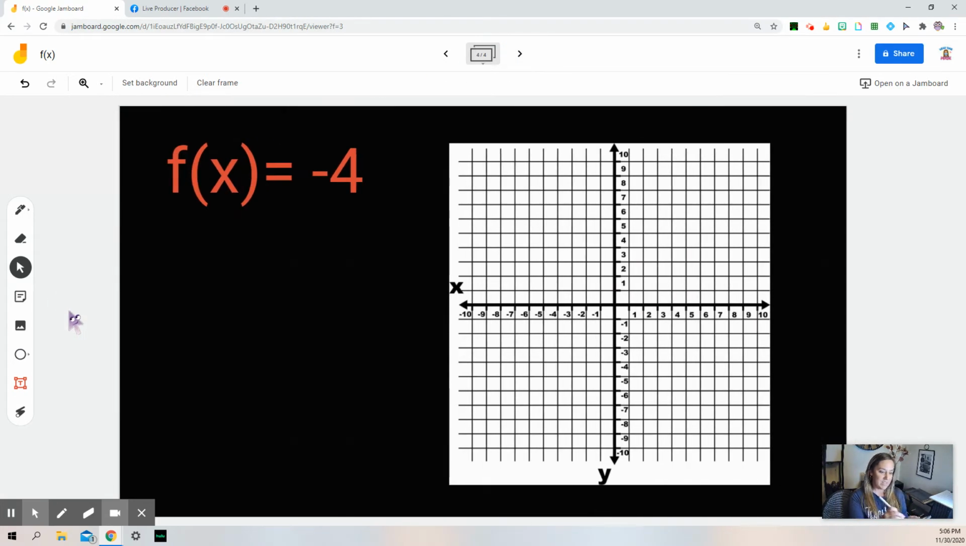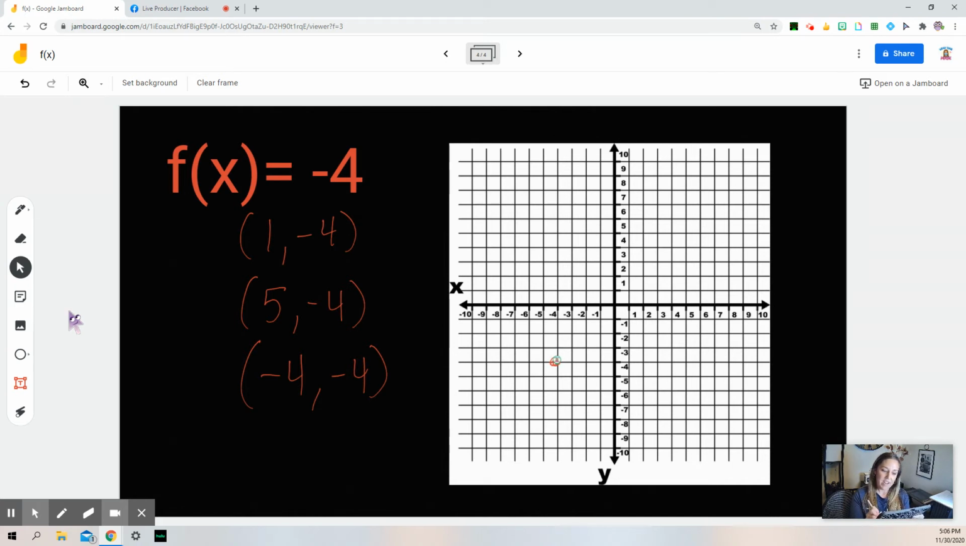What if it's f of x equals -4? This one is different because no matter what number I put in, it's going to give me -4 for the output. So I could put in 1 and it will give me -4. I could put in 5 and it will give me -4. I could even put in -4 and it will give me -4. And look at what this graph is going to look like.